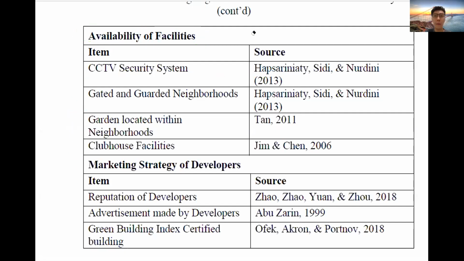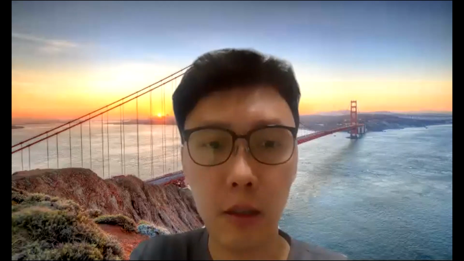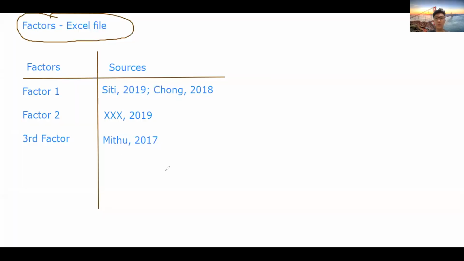So let's go back to the Excel table. I asked you to do this. Can you guys see my Excel, my whiteboard? Okay. I asked you to do this, and the reason is like this. Let's write the factors.